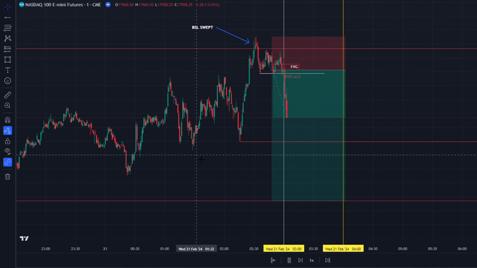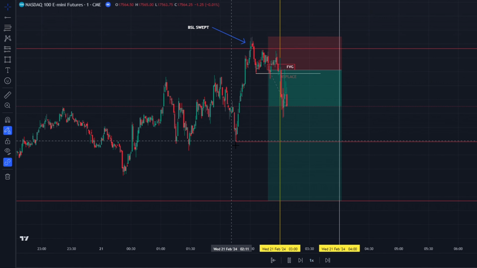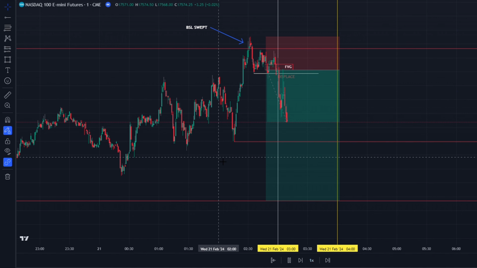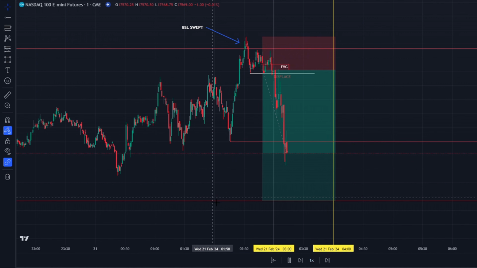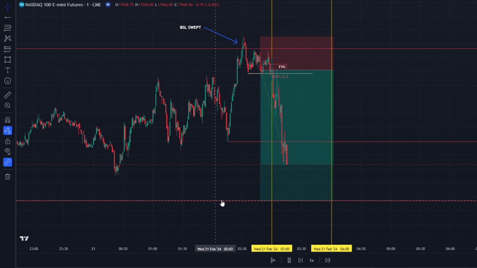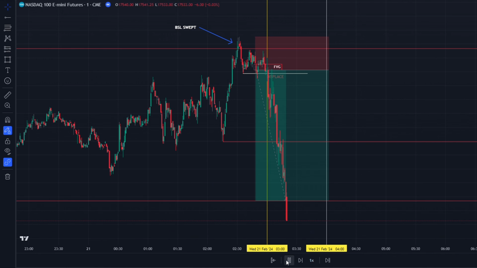You could also run your first TP at this minor sell side here. So you could run your first TP just here, and then your second TP here, and then your final TP at the final sell side liquidity.